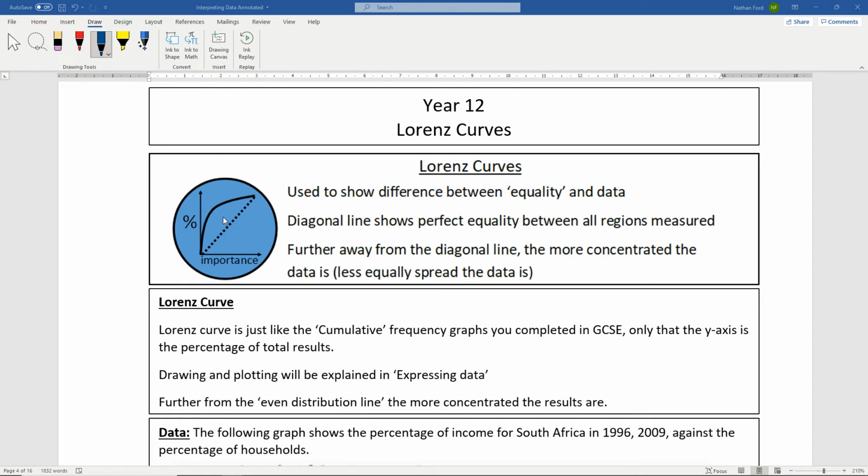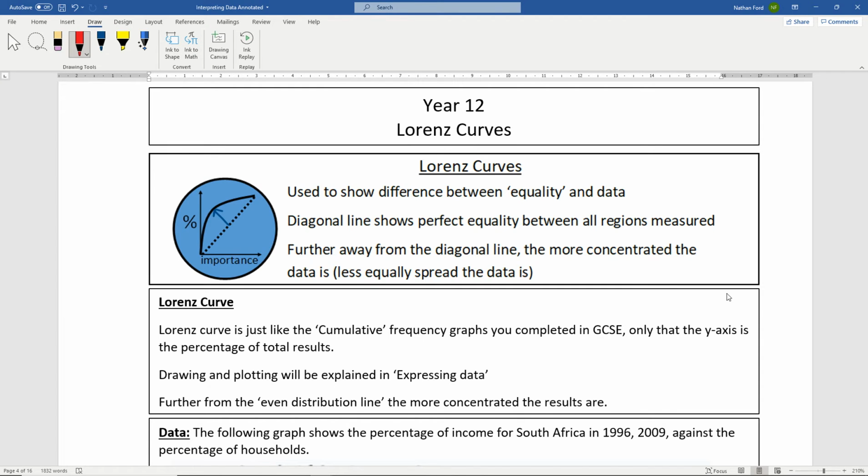The further away we are from this line, the less equal it is. The further away from the diagonal, the more concentrated the data is, more concentrated on particular people, particular places, regions. So if it's very far away, we don't have equality. We have inequality. The higher the inequality is, the higher the concentration. Now, it actually operates on a very similar basis to the old cumulative frequency curves. You'll see that when you're expressing data.